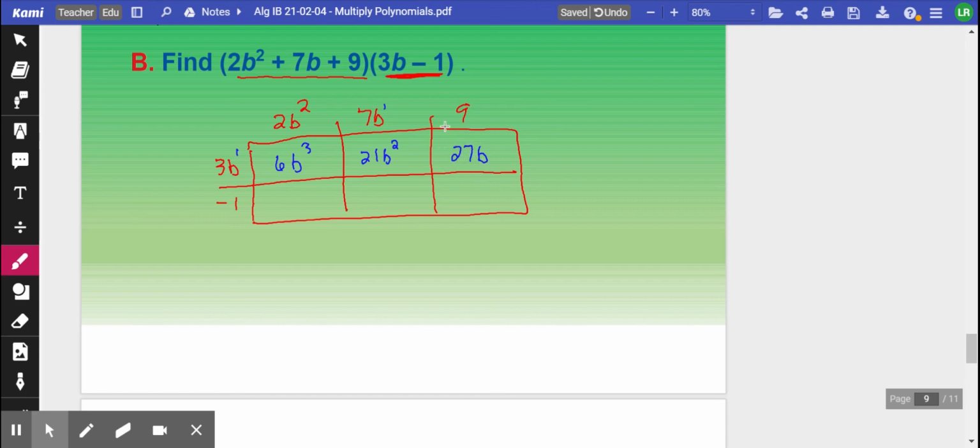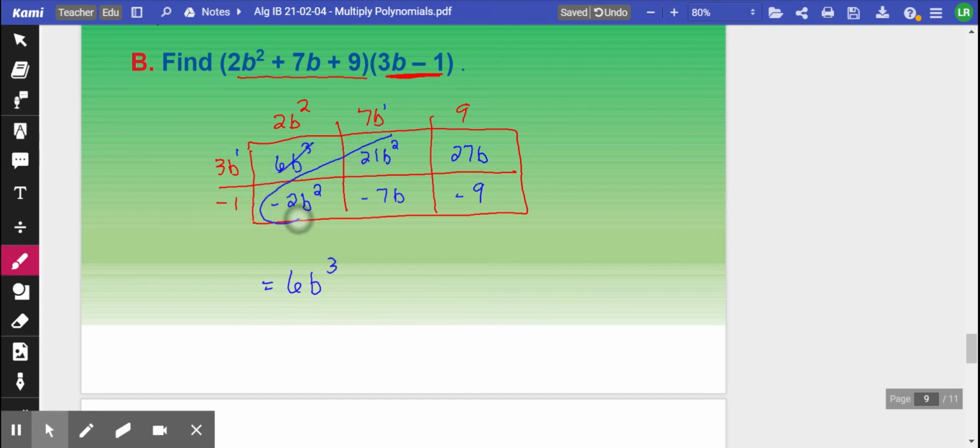Done with the top. Now I'm down to the negative 1. So negative 1 times 2b squared is negative 2b squared. Negative 1 times 7b is negative 7b. And negative 1 times 9 is negative 9. Add up my like terms. The biggest one is b to the third. So 6b to the third is first.